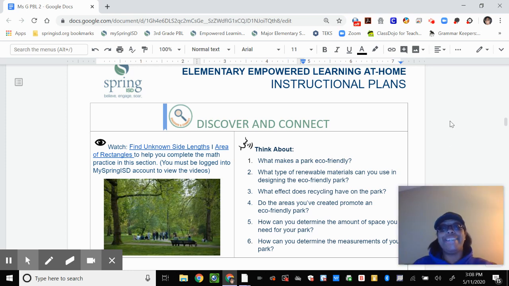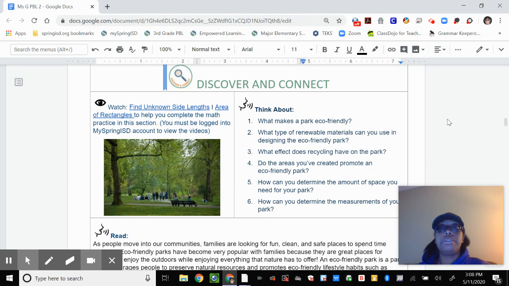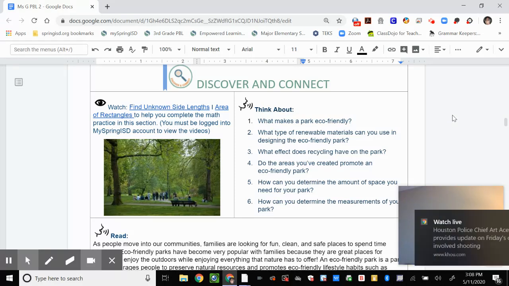We're going to jump into PBL number 2, assignments 3 and 4. Find your Discover and Connect page. It should be after the math that you did last week. Let's discover and connect. We're digging a little bit deeper into those math problems with finding unknown side lengths and areas of rectangles. And we're also going to start thinking about the design for our park.